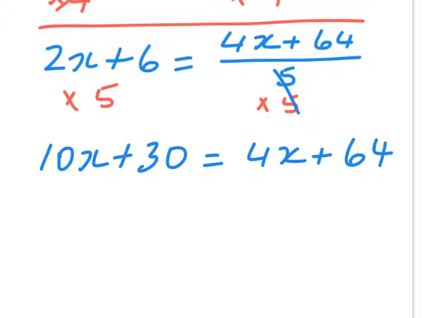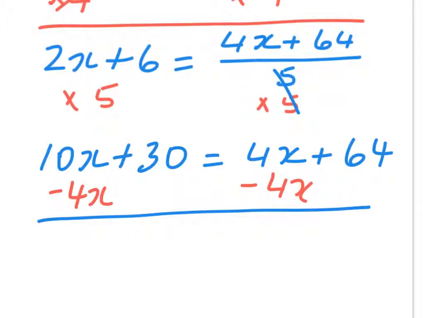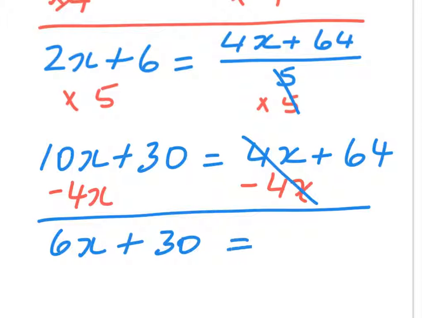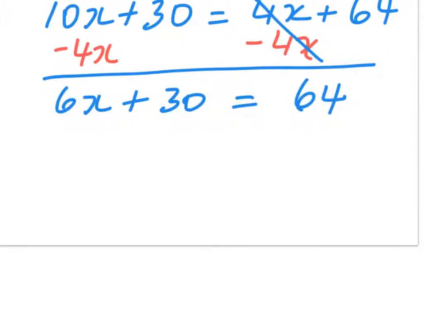Now we have a situation that we had earlier on. I'm going to do minus 4x on both sides because it will help me to bring the variables together. Okay, so I'm going to be left with 6x plus 30 equals 64. Okay, now we're going to subtract 30 from each side.